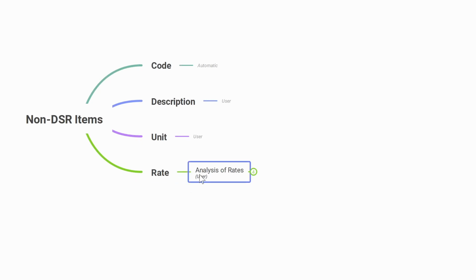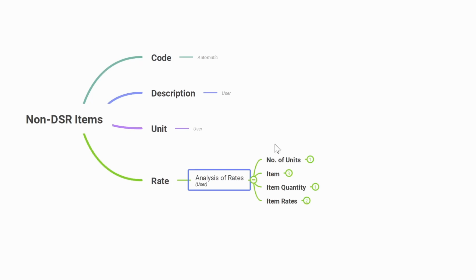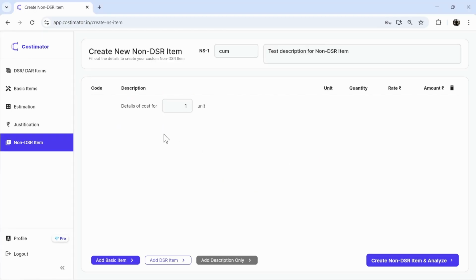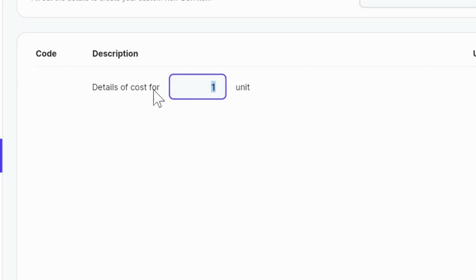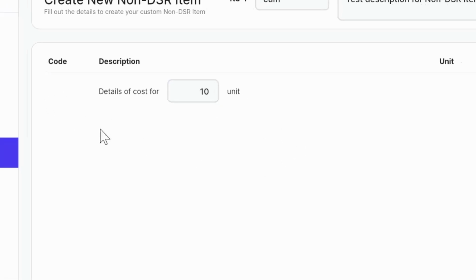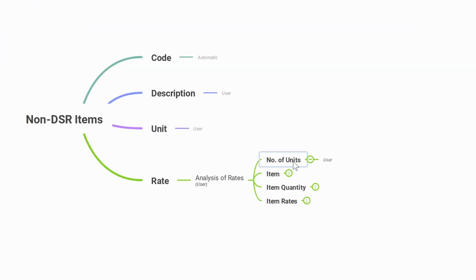Now the rate part comes from the analysis of rate, which in turn comes from many other things. So we'll talk about each of them one by one. The first of it was the number of units. Now this is again to be provided by the user. As I've already shown you that each item consists of different number of units for which the rate analysis is designed. So right here, you can provide that value. So details of cost for whatever number of units you want to provide. So just for the example's sake, I'll take a unit of 10, or rather 10 number of units for which the details is going to be prepared. So this step is now done.